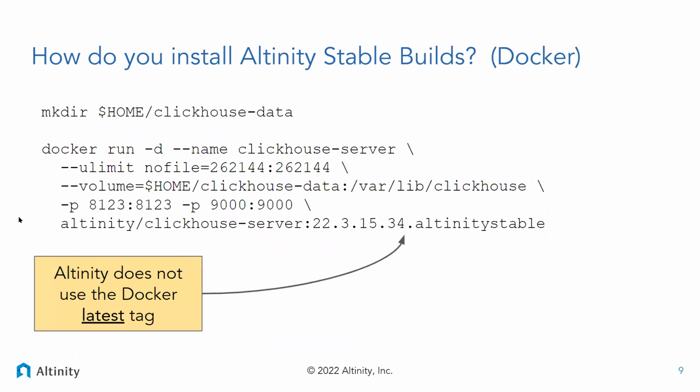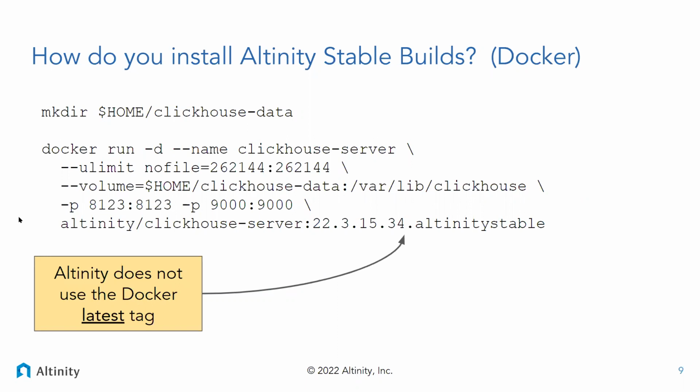We also build Docker images. This, in fact, for our own purposes, is where we tend to use ClickHouse the most, because we run altinity.cloud, which has hundreds of ClickHouse clusters on it. So we do a lot of work with Docker, and these are the same images that we use in our cloud.